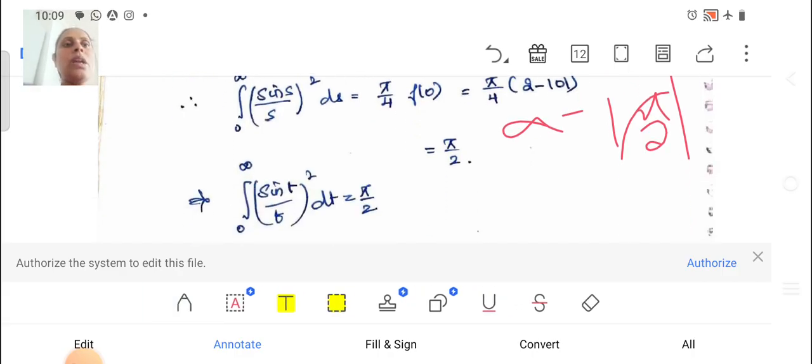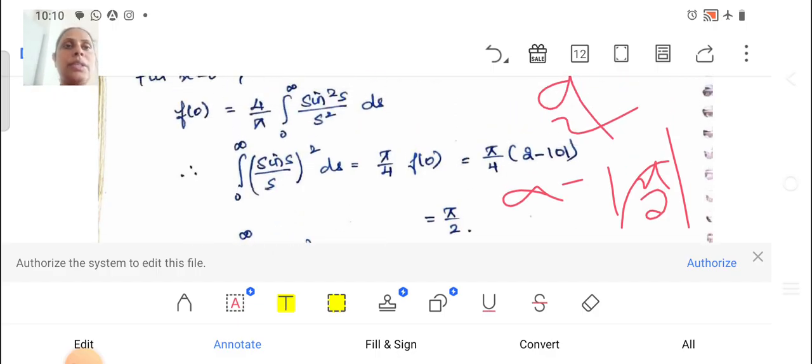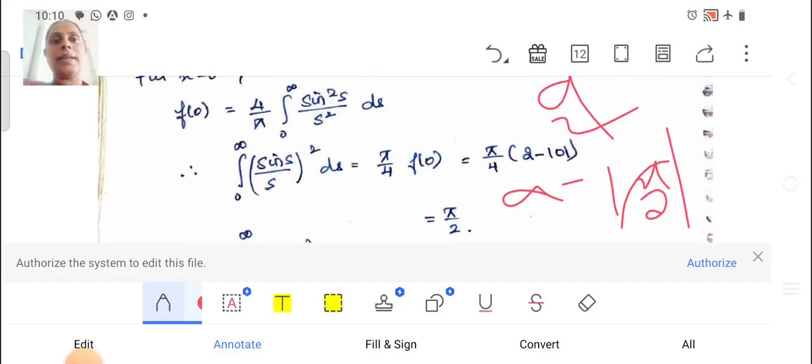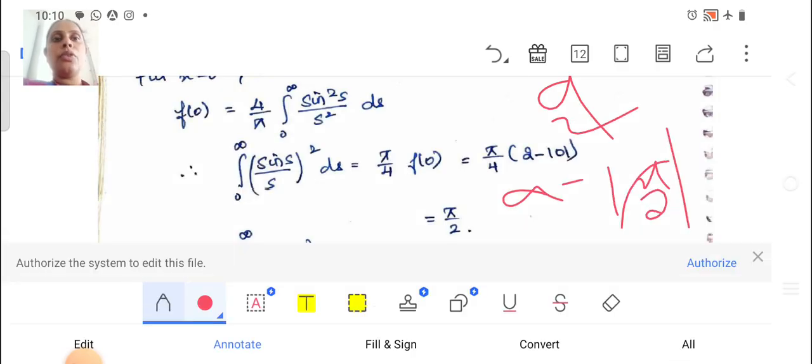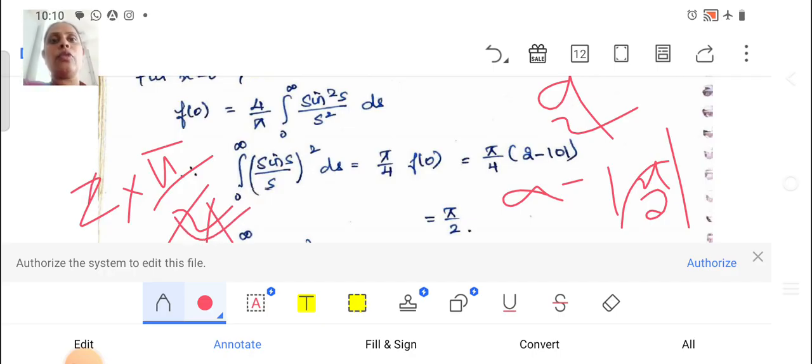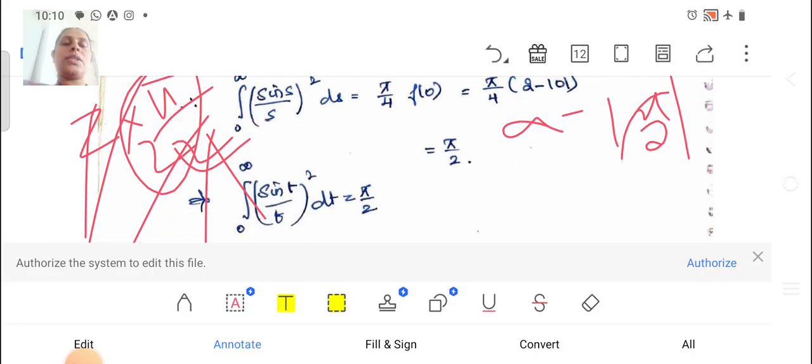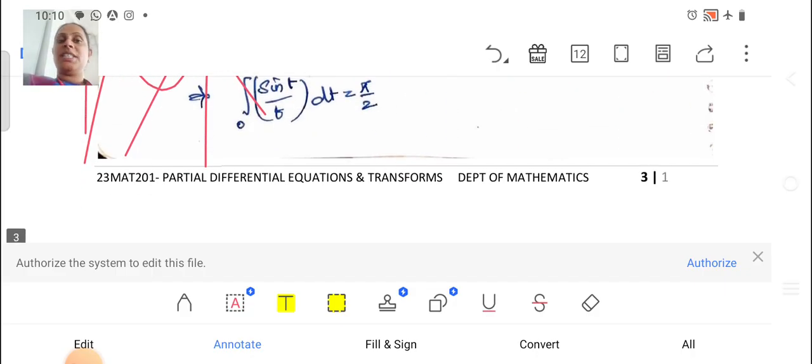Okay, next, in this right hand side is 4 by pi, so here 2, in this pi by 2, so 2 pi by 4, so the 4 and 2 get cancelled, the answer is pi by 2. So see, this is our first deduction part.